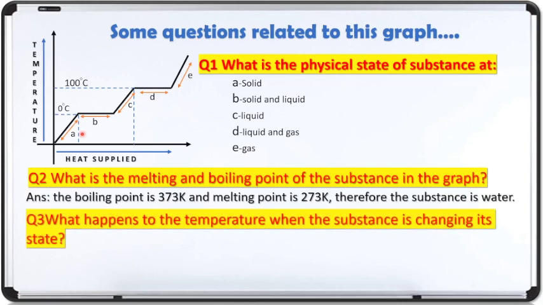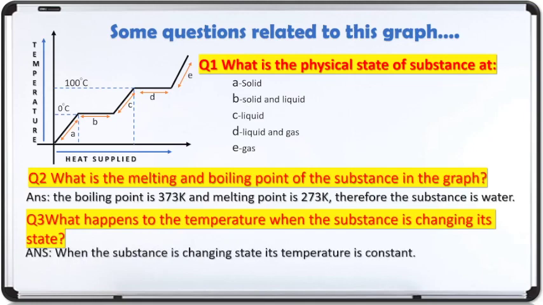What happens to the temperature when the substance is changing its state? When the substance is changing its state, at B and D, we can see these are constant. Therefore, we can say the temperature is constant. So when the substance is changing its state, its temperature is constant.